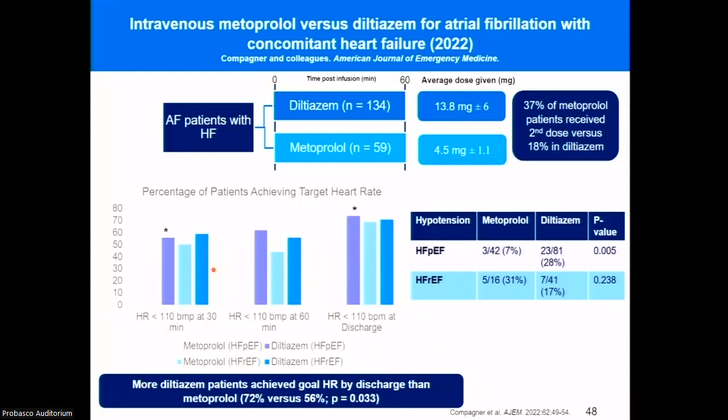For our HFrEF group, there really was not a significant difference between heart rate control achievement between either of these groups. They did ultimately see in their total population of patients that more diltiazem patients achieved goal heart rate by discharge compared to metoprolol. Another thing to note here, however, is that there were greater reports of hypotension with HFpEF patients and diltiazem compared to metoprolol. The same effect was not really seen, although there was a little bit more, but not statistically significantly different in the metoprolol group compared to the diltiazem group for HFrEF.